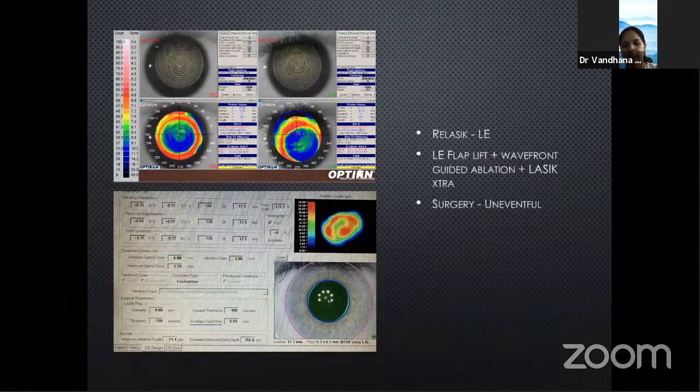And so she was planned to undergo a re-LASIK in the left eye. So the plan was to do a flap lift, a wavefront-guided ablation, and a LASIK Xtra to prevent epithelial ingrowth. And here, this is a screenshot of the EyeTrace image, the EyeDesign image, which is showing the higher order aberrations as well as the ablation pattern. And she had significant higher order aberrations, majority of it being the coma aberration. And the patient underwent the same, and surgery was uneventful. Next slide.